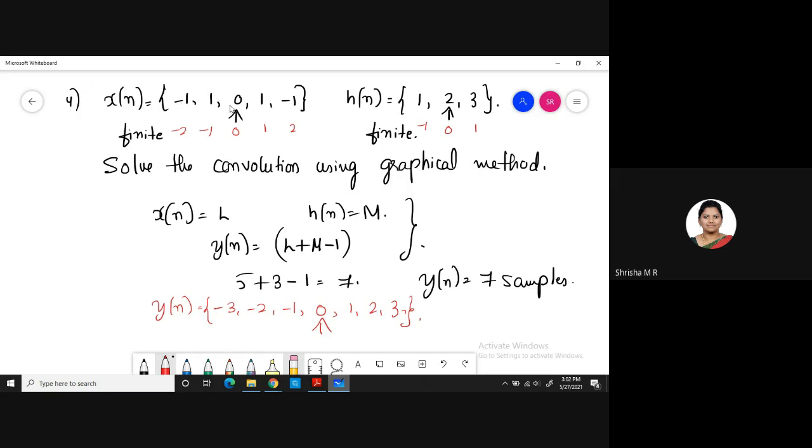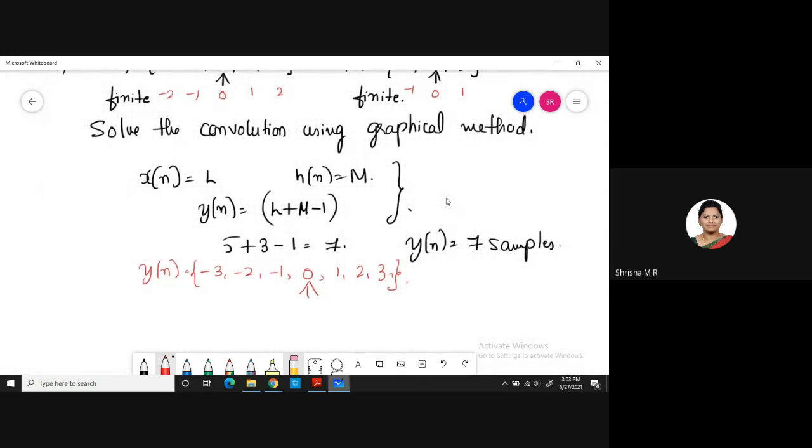Check the values to the left of 0 on both x of n and h of n. Here you have 2, here you have 1. So 2 plus 1, it is 3. So it starts from -3, -2, -1, again 0. Again to the right, how many values do you have? 1, 2 and 3. Got it? It's clear till here? So our y of n will start from -3 and it will go up to 3. Clear? So you have 7 samples. Did you follow? It's clear?